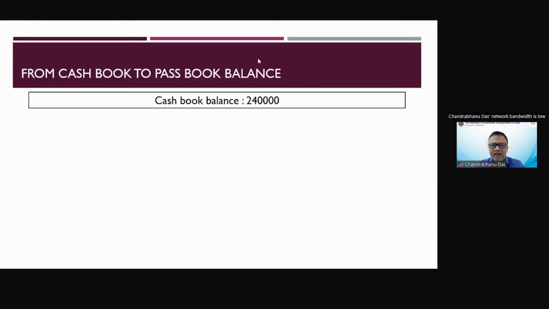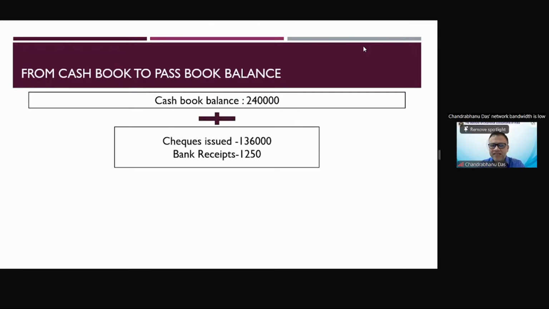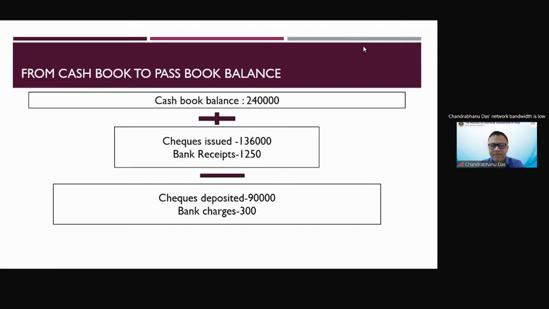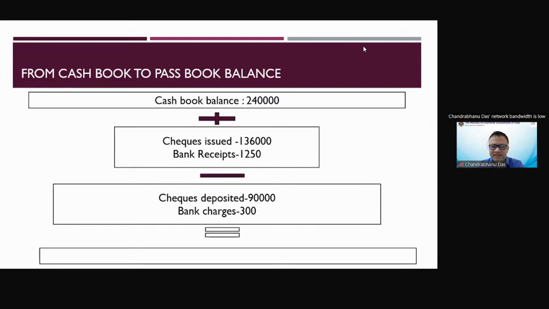And then from cash book to passbook, you can go like this. You can write check issued and bank receipts will be added, and check deposited and bank charges will be minus. This is like a plus minus. Whenever you have issued checks, in the cash book balance that has to be added back because you are arriving at the passbook balance. So whatever has decreased your cash book balance, you have to increase it. So check issued is plus; check deposited, which would have increased the cash book balance, would have to be reduced.